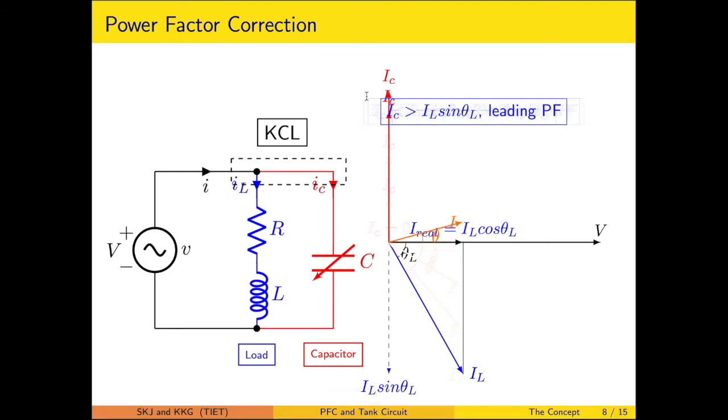Now here the compensation level is further increased, so the I is now directed such that it results in leading power factor operation. So although the power factor is deteriorating, the operation will be of leading power factor nature. The only condition here is that IC is greater than IL sin of theta L likewise.